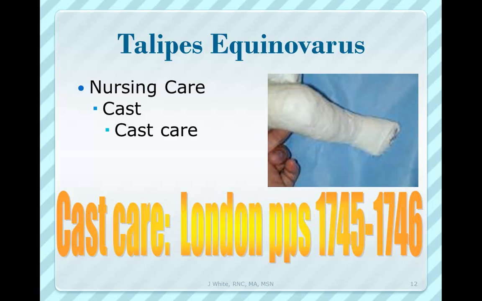A fiberglass cast can get wet, but I don't recommend it. We tell older children they can swim in it or they can even take a shower, but it takes about 24 hours for it to dry. It dries from the outside in, and it's very uncomfortable during that period of time.